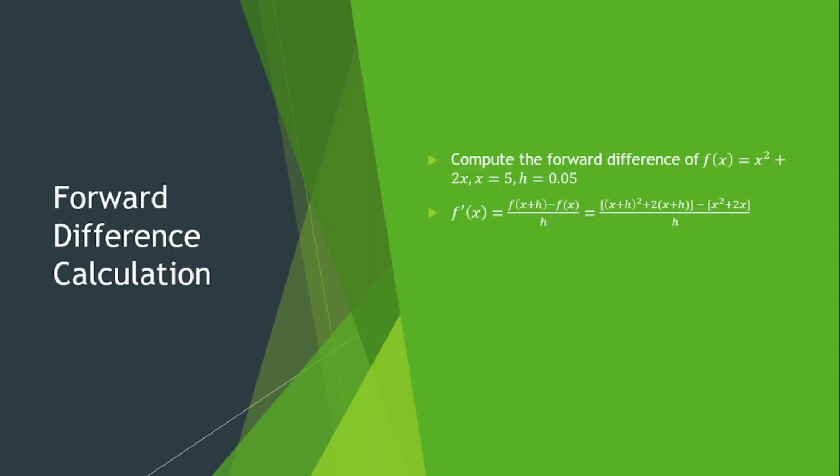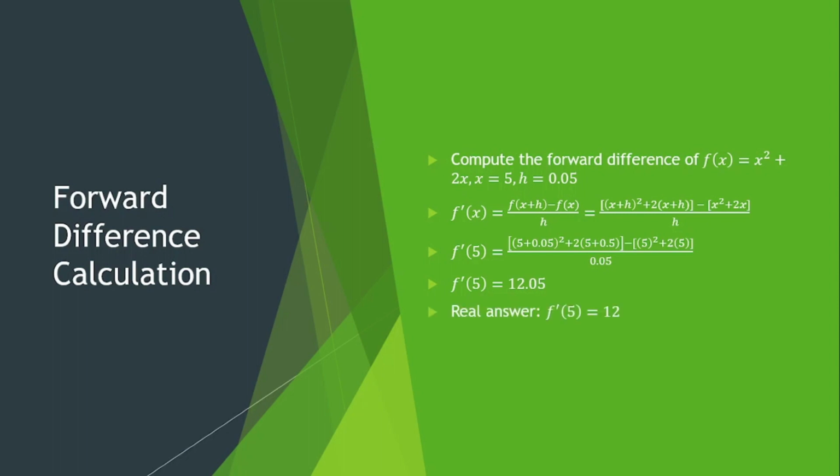First off, we plug in our function into the forward difference formula. Then we plug in the values for x and h. Lastly, either by hand or using a calculator, solve for the real number. In this case, I got 12.05.